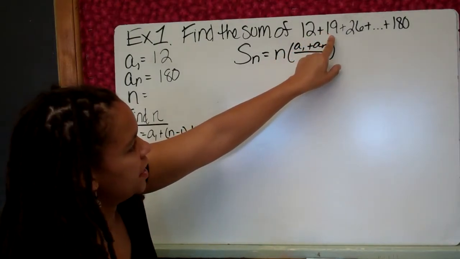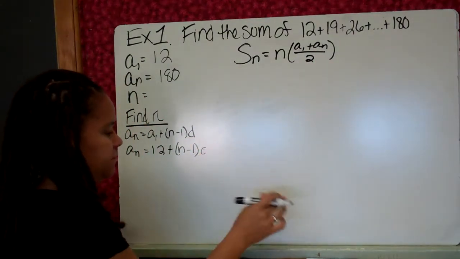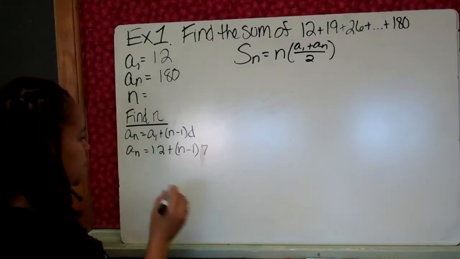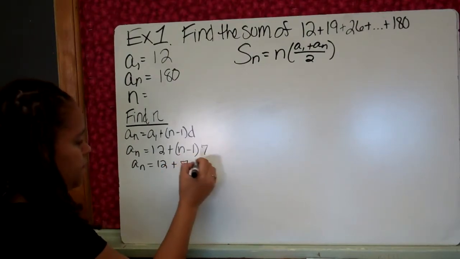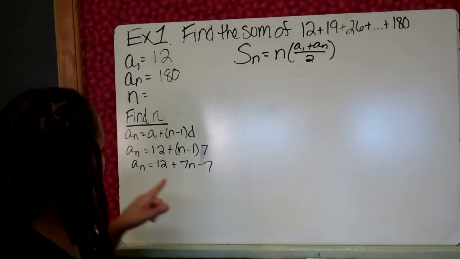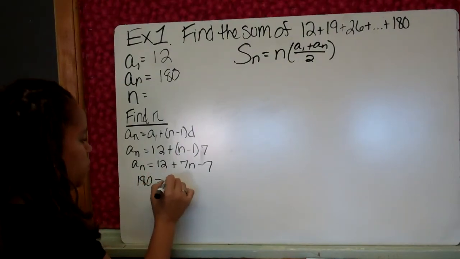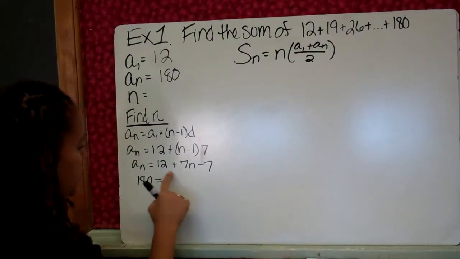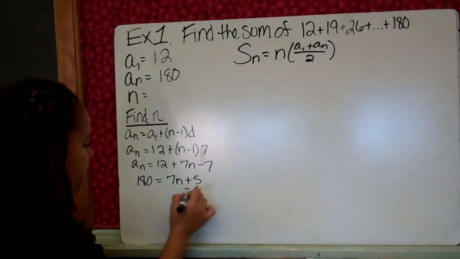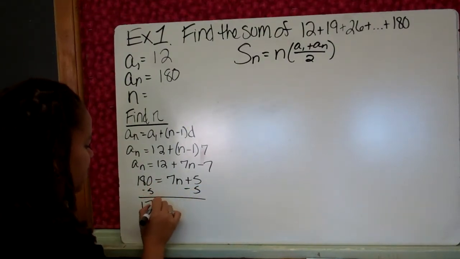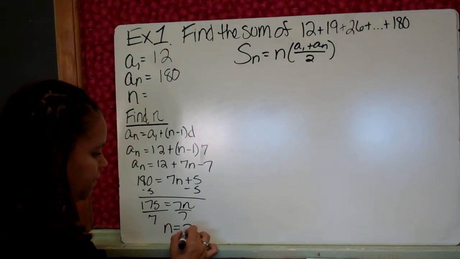You can figure out what d is. To go from 12 to 19, we add 7. 19 to 26, we add 7. So I know that my d is 7. So a sub n is equal to 12 plus 7n minus 7. And notice, I know what a sub n is. It's the last term, so I can plug in 180. 180 is equal to 12 minus 7, which is 5, so 7n plus 5. If I subtract 5 from both sides, 175 is equal to 7n. Divide by 7, divide by 7, n is equal to 25.